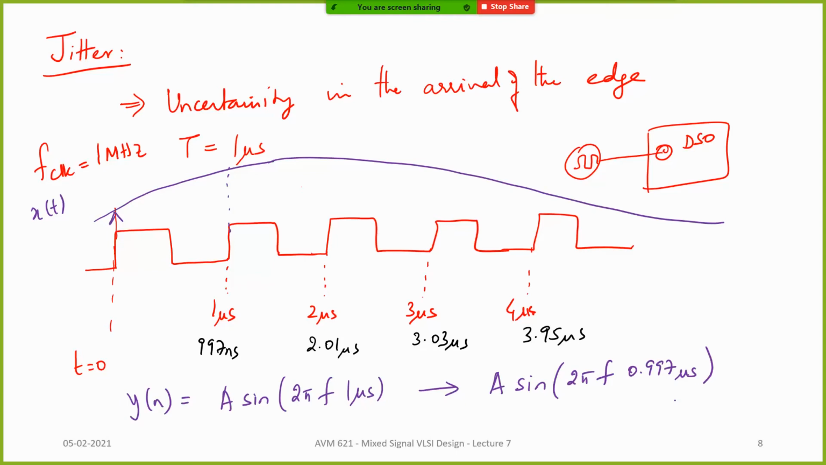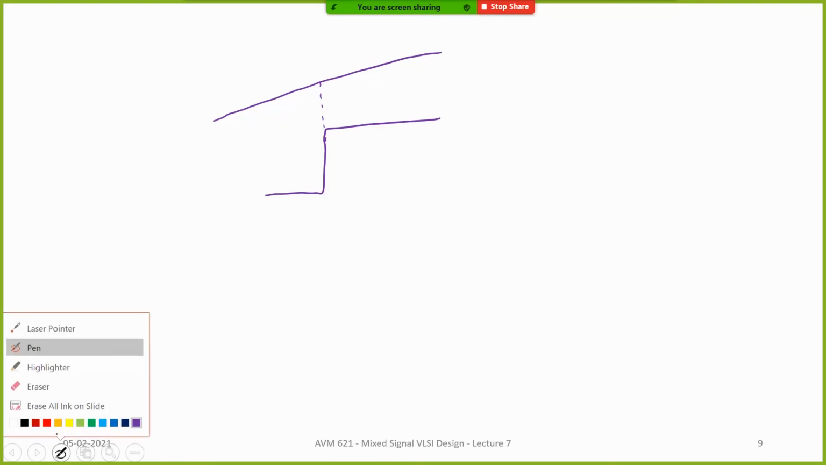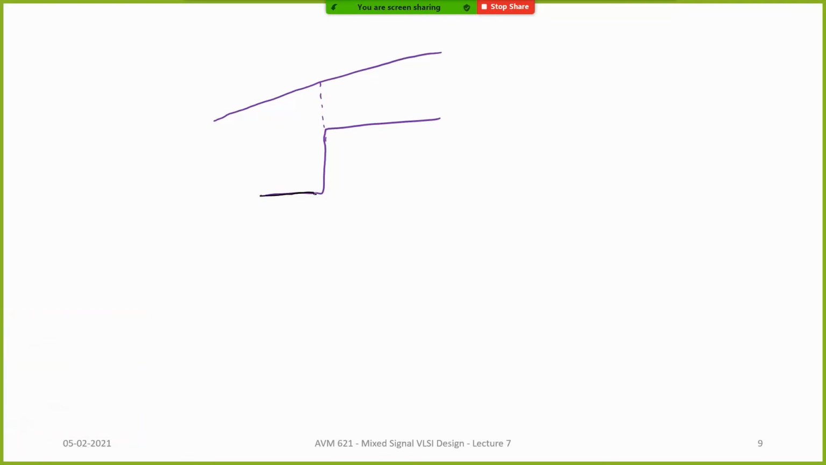Now, the error that you are getting here. What we can do is zoom into any one of the transitions. I'm just zooming it in, probably a little exaggerated, but this is where I wanted my signal to come, but instead my signal has come here, right? So this is my delta t error, right? And that has resulted in what?